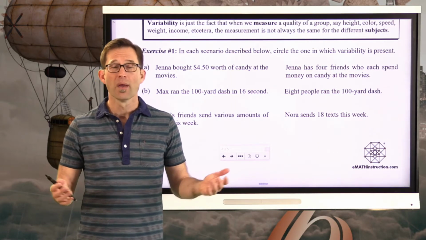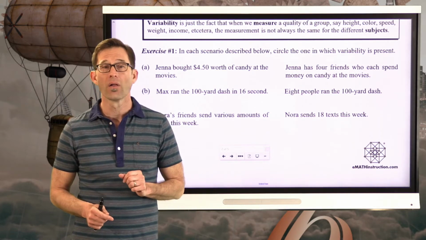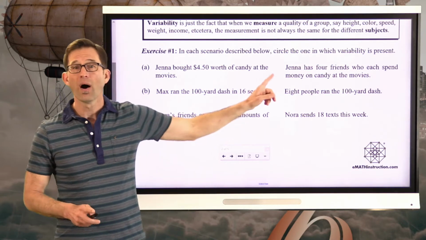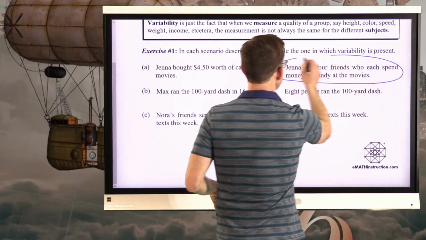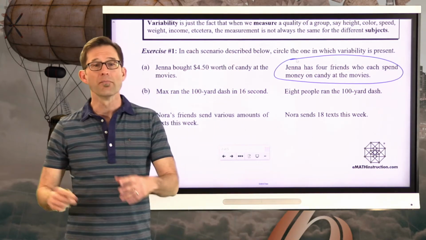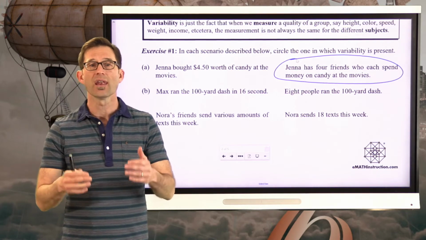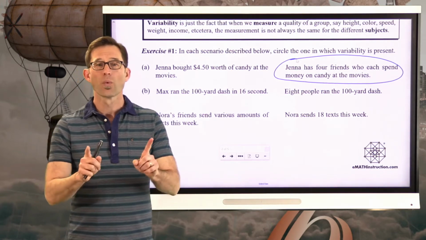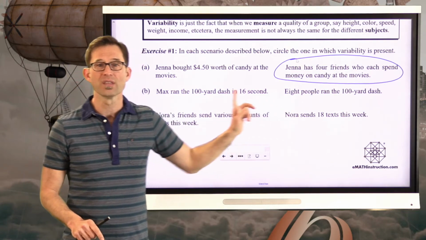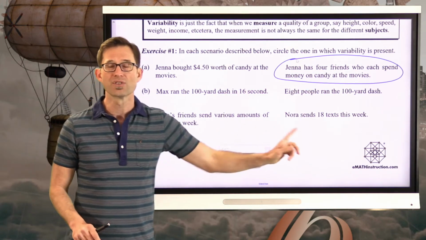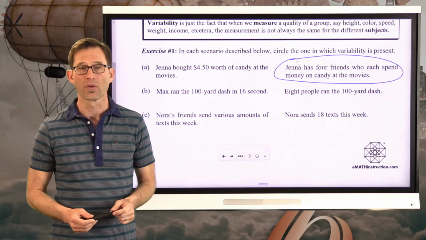Now, granted, maybe all of them spent exactly the same amount of money. That would be kind of interesting all by itself. But in all likelihood, some of Jenna's friends spent more, some of them spent less. There were differences in how much they spent. So what I'd like you to do now is look at the two other scenarios, and again, there are always these two, and these two. Figure out which of the scenarios involve variability and circle those.